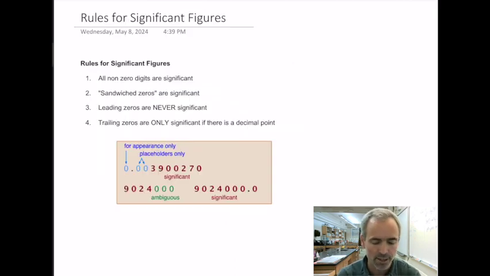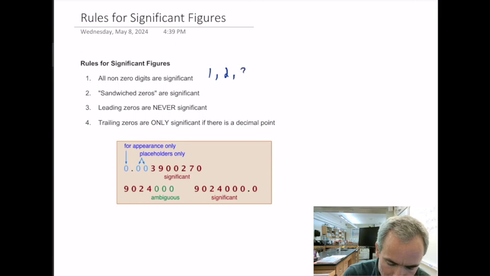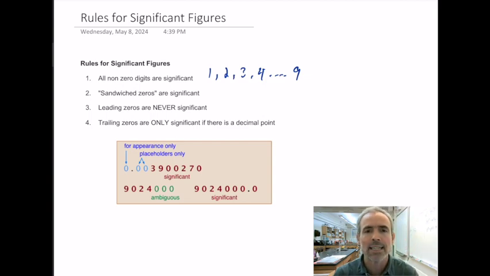Okay, let's move on to rules for significant figures. Now, what makes a number significant? Well, assuming the measurement was done correctly, any non-zero digit, 1 to 9, is going to be significant. So 1, 2, 3, 4, all the way to 9 will be significant. The question becomes about the zeros. Are the zeros significant? Now, there are certain rules, as we're going to go over right here, to determine that.